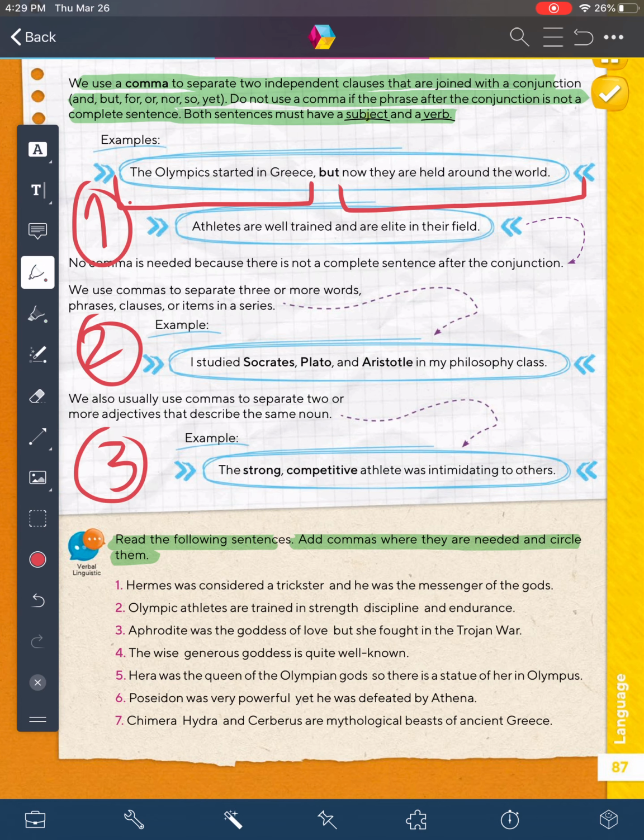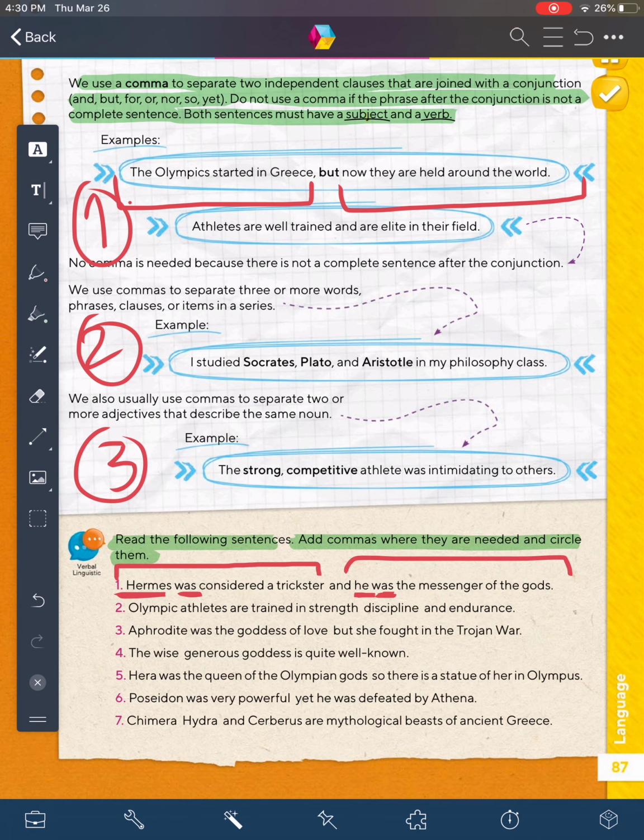Where should we place the comma? If we notice, we can identify two different sentences in one, two independent clauses. We have one over here and we have one over here. Why? Because I have a subject, Hermes, and I have a verb, was. In the second clause, I have a subject, he, and I have a verb, was. And both are joined with a conjunction, and.